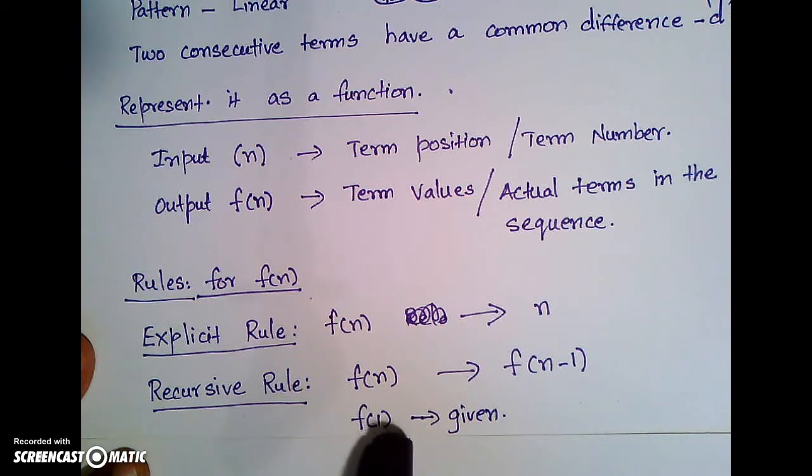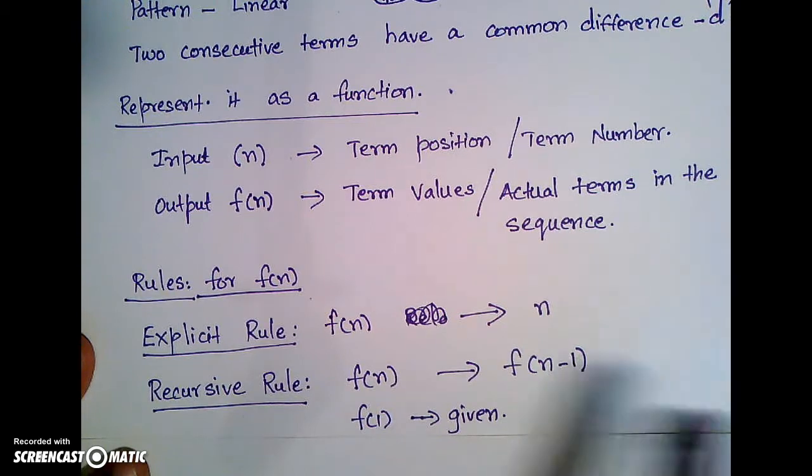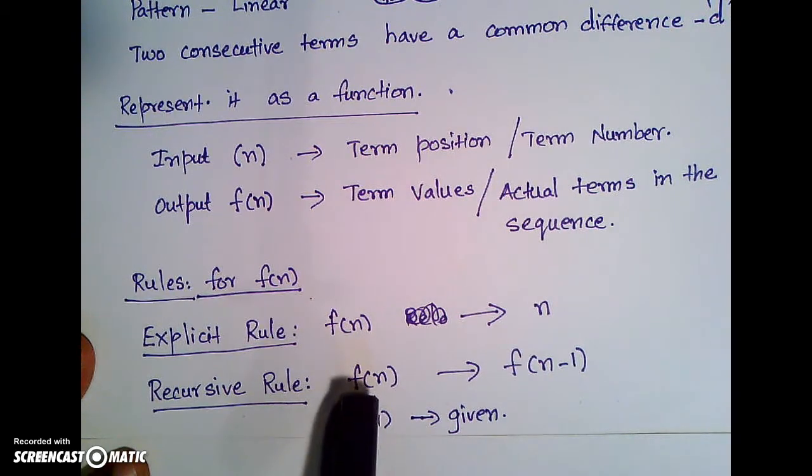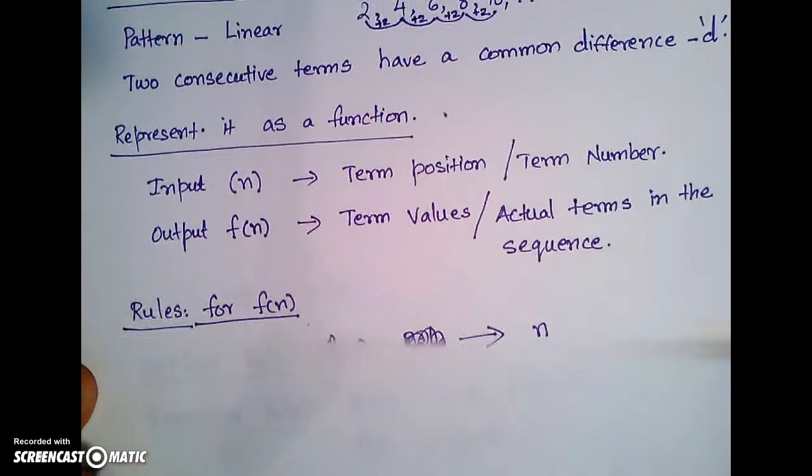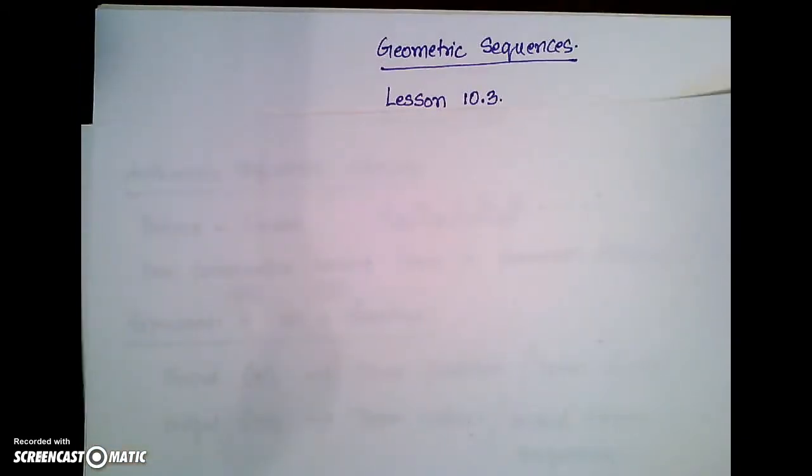You need to know where you start from, and once you know what you start from, you do something repeatedly. That's why it's called a recursive rule. So you're doing something repeatedly to get your terms in the sequence. So you're relating your current term value to a previous term value. All right.